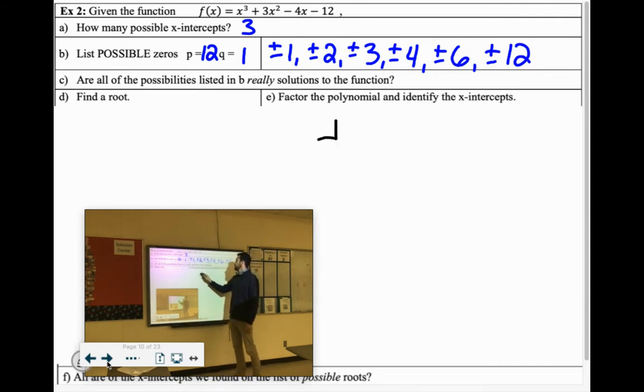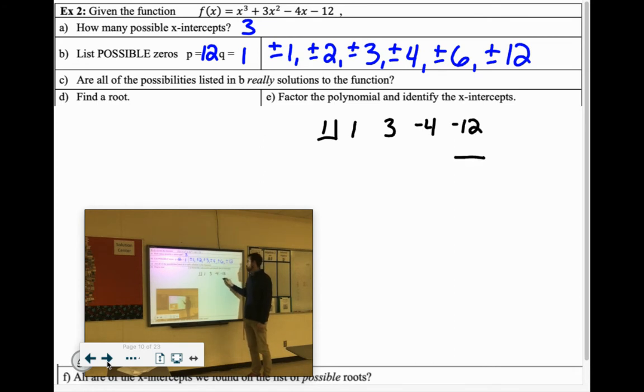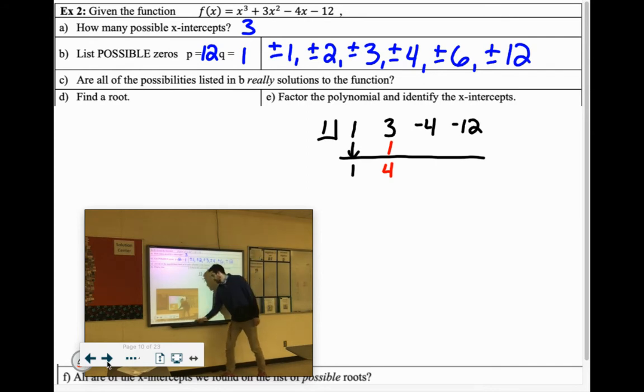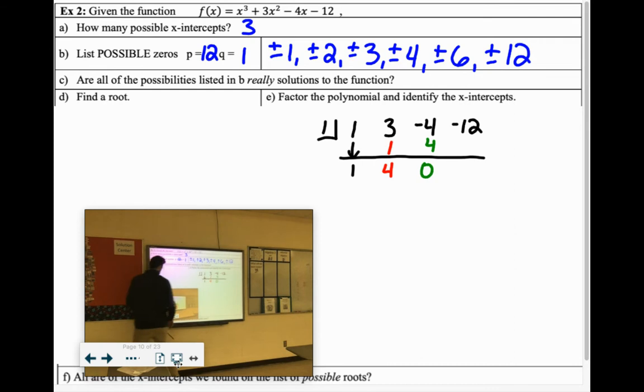So let's try +1. We have 1x to the third, 3x squared, -4x, and -12. Let's see what we can do. 1 times 1 is 1. 3 plus 1 is 4. 1 times 4 is 4. And -4 plus 4 is 0. 1 times 0 is 0 plus -12. That one's not going to work. So let's just click undo a couple times here. Nah, I guess not.